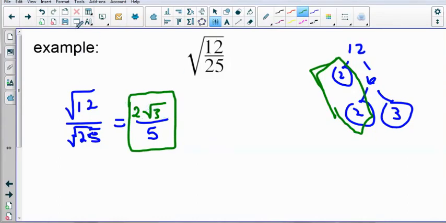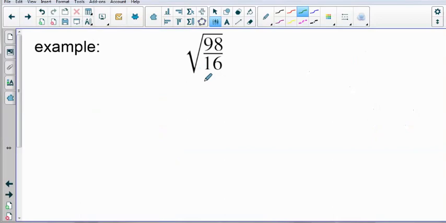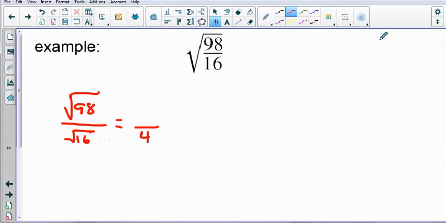All right, let's look at another example. Square root of 98 over the square root of 16. Well, again, that's the square root of 98 divided by the square root of 16. So why don't you go ahead and pause it and see if you can do it. Okay, so you know that the square root of 16 is 4. I don't even have to do the prime factorization on that one.